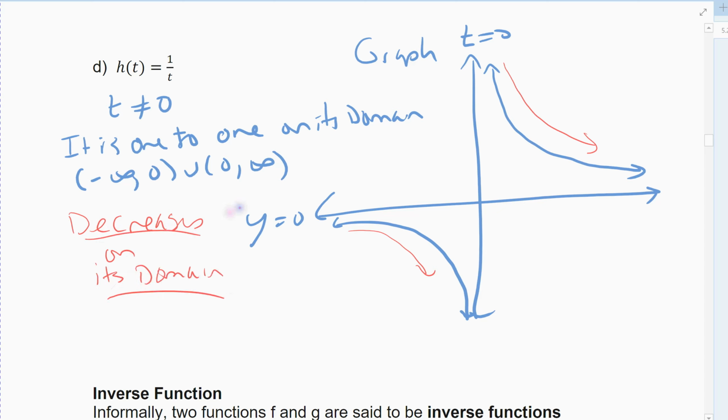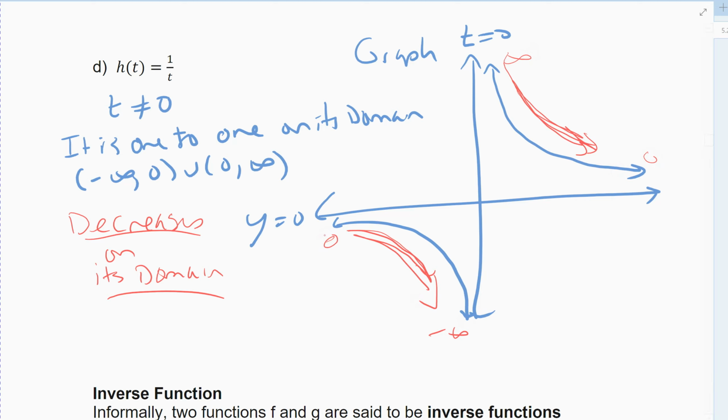For some reason, this one's harder for students. They don't notice that these are both decreasing pieces. I'm moving down in both directions. I'm shooting down to negative infinity here. I'm coming from infinity and approaching 0. So both of them are decreasing. And so it's 1 to 1 and therefore has an inverse.